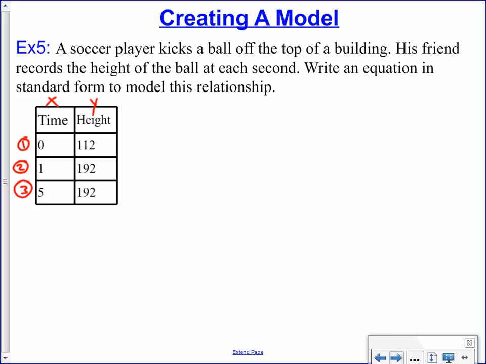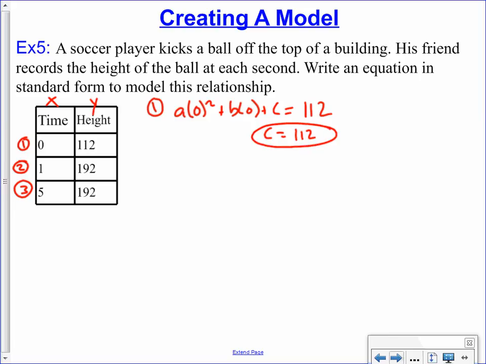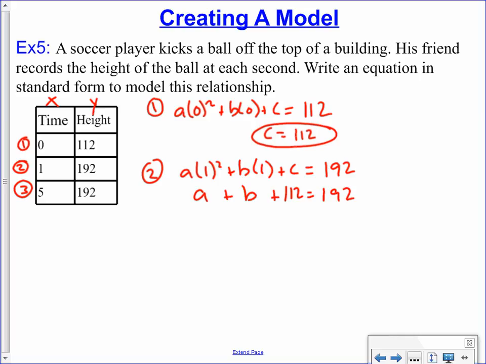Okay, so we need to find our ABCs. No big deal. All right, here we go. Point number 1, it's 0, 112. So a times 0 squared plus b times 0 plus c is 112. Big numbers work as well as small numbers. Okay. So a times 1 squared plus b times 1 plus c equals 192. So that means a plus b plus 112 is 192, because c is 112. A plus b equals 80.